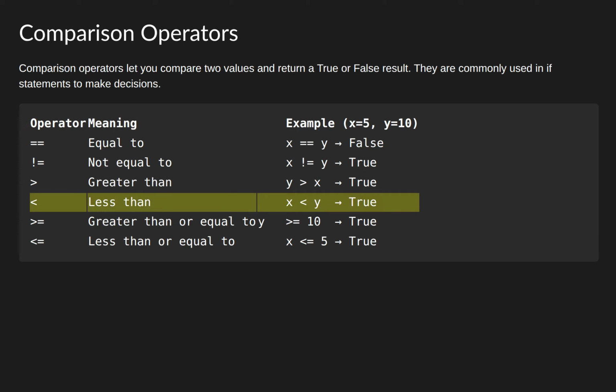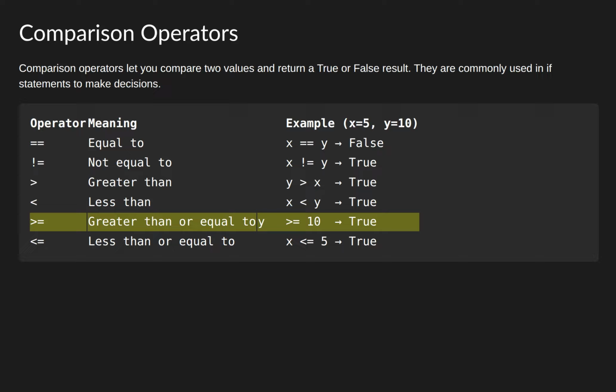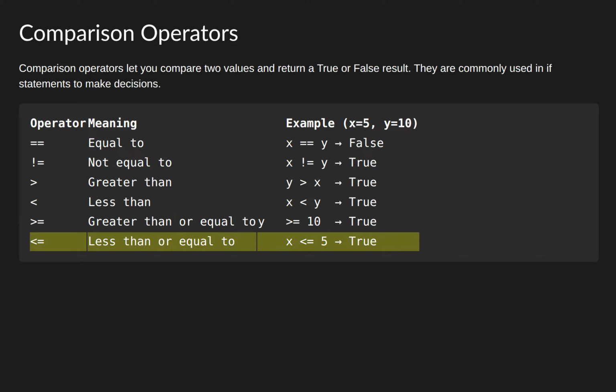The less than symbol checks if one value is smaller than another. For x less than y, we get true, because 5 is less than 10. The greater than or equal to operator combines both checks. For example, y greater than or equal to 10 gives true, as y is exactly 10. The less than or equal to operator works similarly. X less than or equal to 5 returns true, as x is equal to 5.